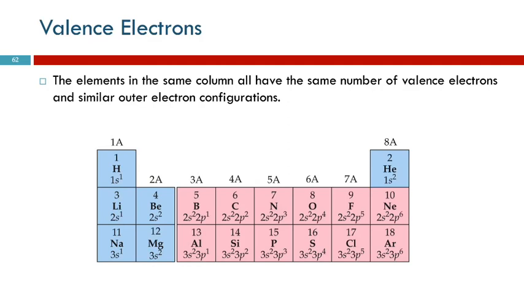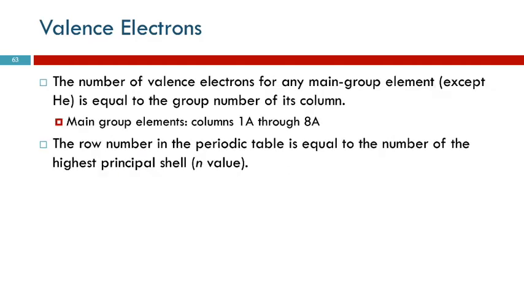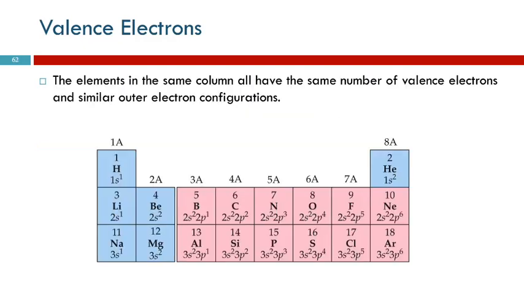Carbon, how many valence electrons? 4. The group number tells us how many valence electrons there are. So the number of valence electrons for any main group element is equal to the group number. And the row number is equal to the highest principal shell. So if we look at, say, sulfur, sulfur has 6 valence electrons, and they're in the third level.